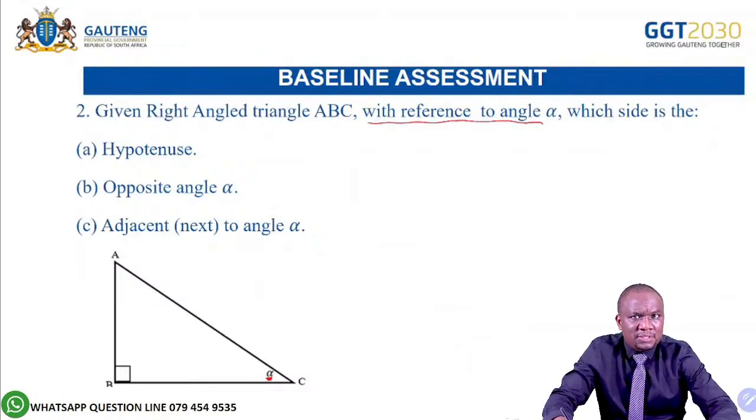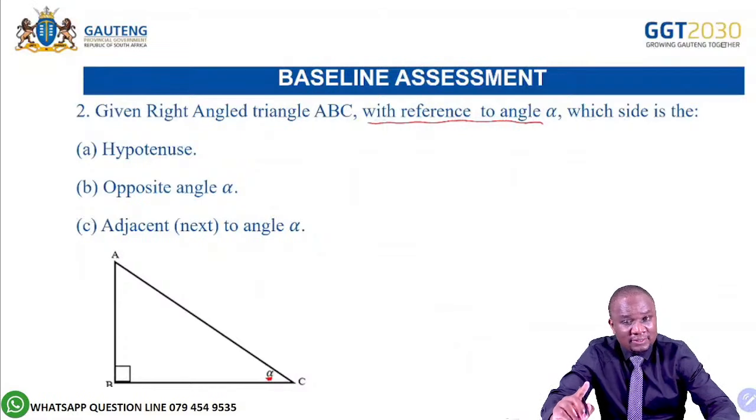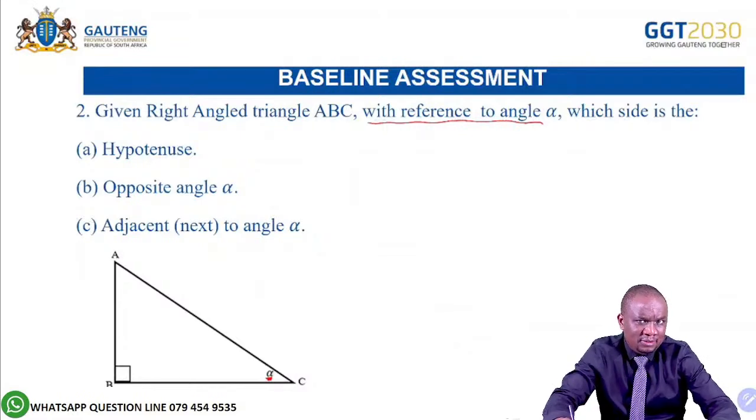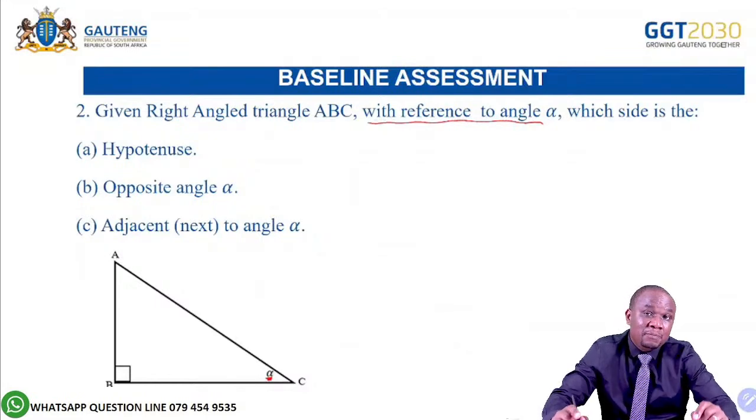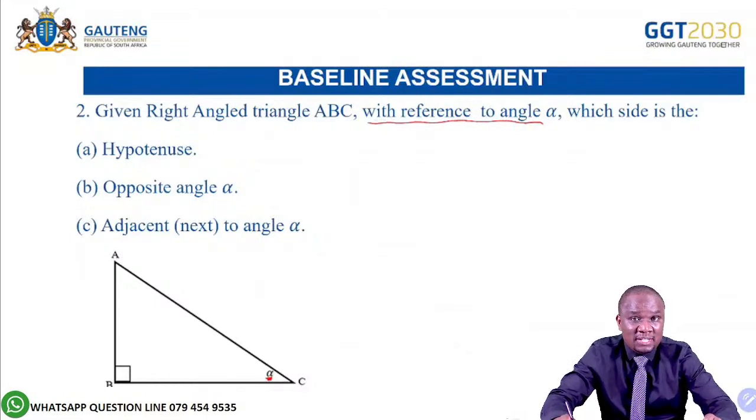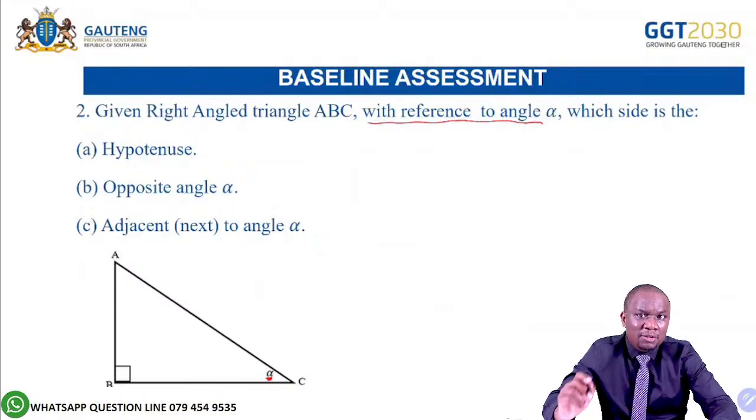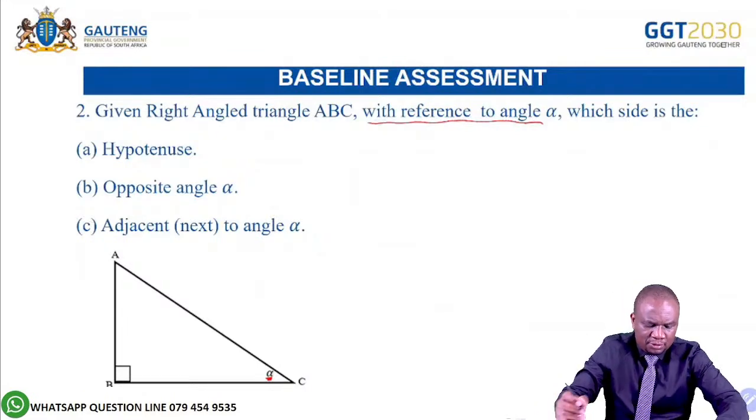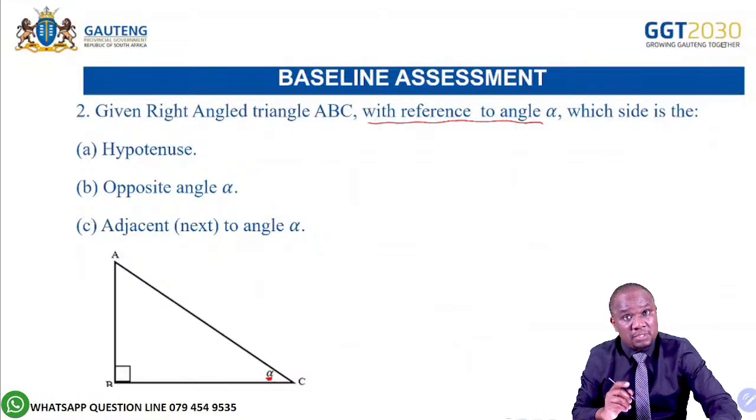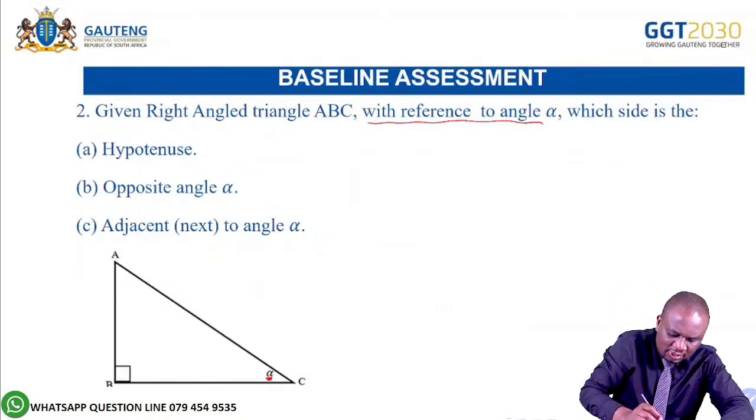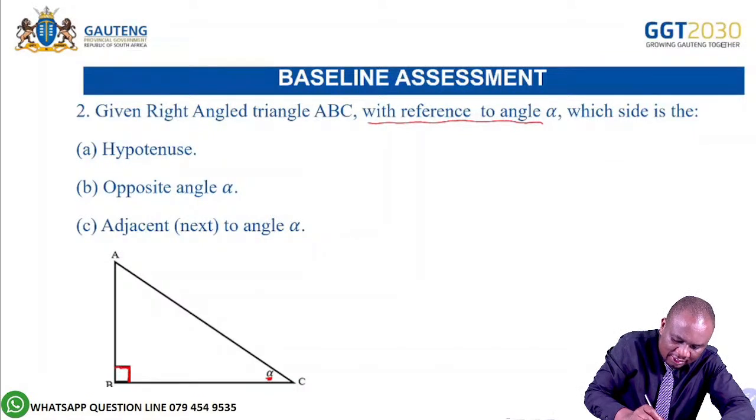The hypotenuse. How do you identify the hypotenuse for a right angle triangle? One, it is the longest side of a right angle triangle. But sometimes it may be difficult to see which one is the longest side if you look at some of the diagrams. So how do you identify a hypotenuse? It is the side opposite the right angle. So this is our right angle here. This side is opposite the right angle.